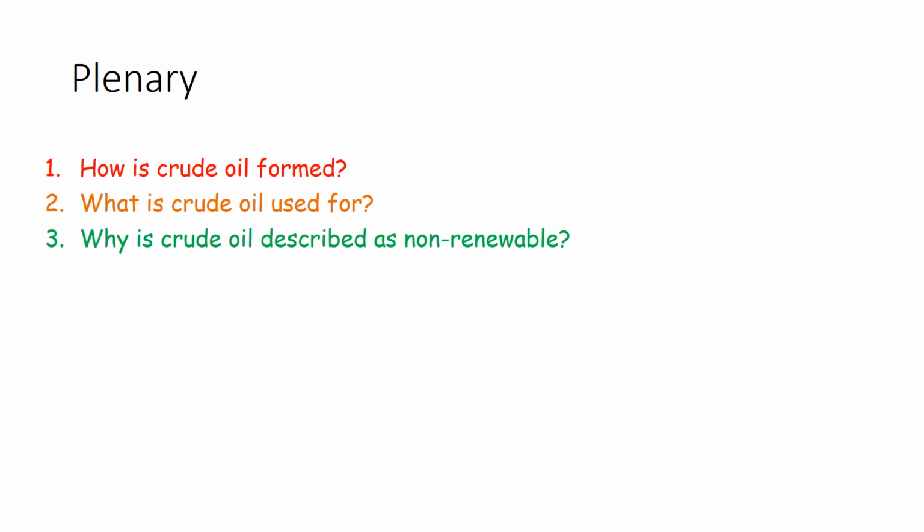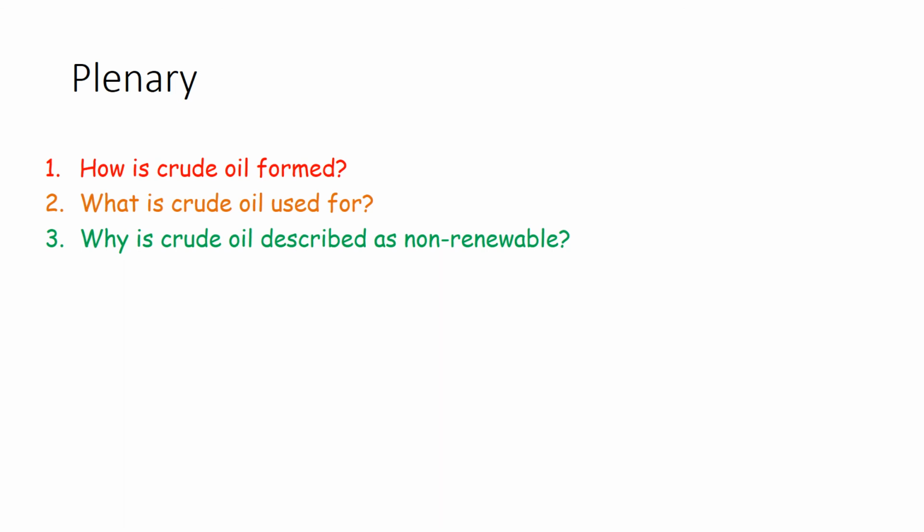Okay, so question 1, how is crude oil formed? It's formed from the remains of dead sea creatures from millions of years ago that fell to the seabed. They were covered up by sand and sediment, which formed layers. And under the heat and pressure and absence of oxygen, the dead sea creatures were formed into crude oil.